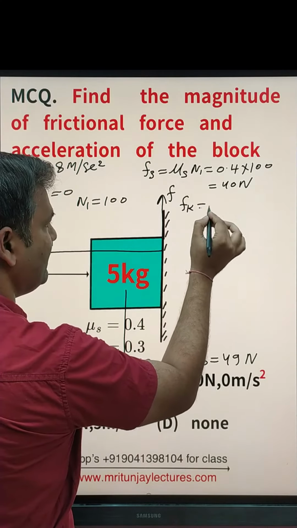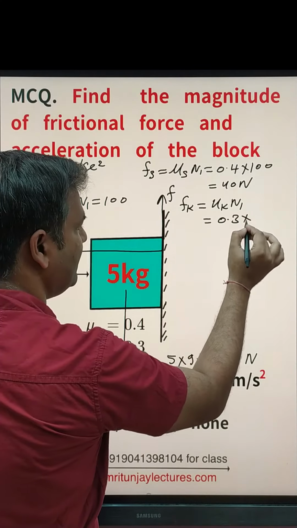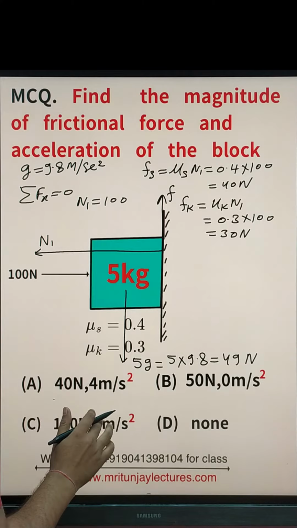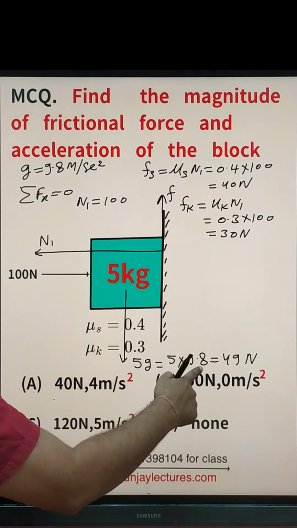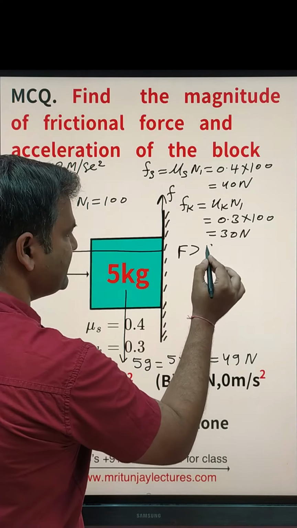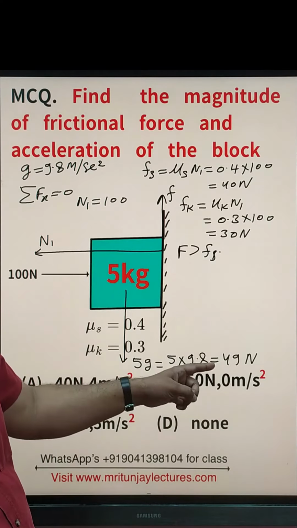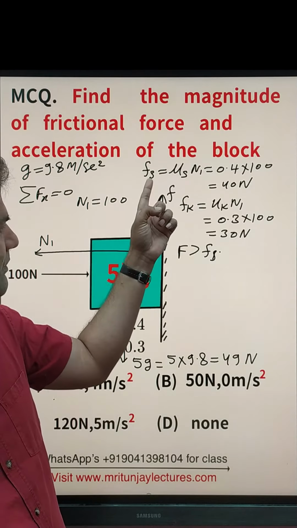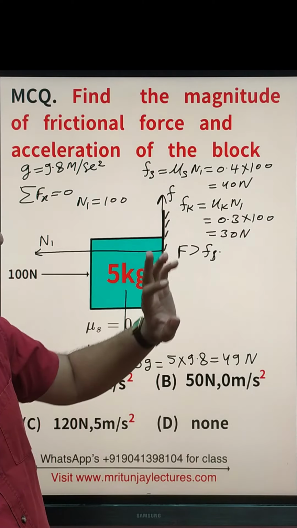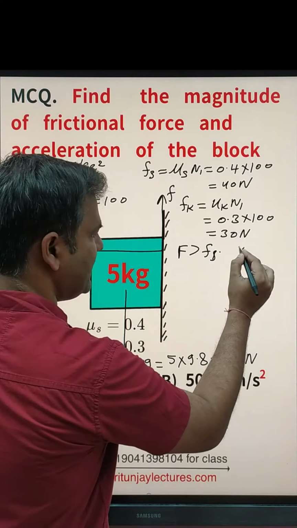Okay, and what about Fk? That is mu k into N1. That is 0.3 into 100, that is 30 Newton. Okay, after that, if you see very carefully, applied force is 49. Motion is possible if the applied force is greater than Fs. Clear? Motion is possible only if the applied force is greater than limiting friction. Limiting friction is how much? 40 Newton. So 49 is greater than 40, so motion is possible, which means a is not 0.